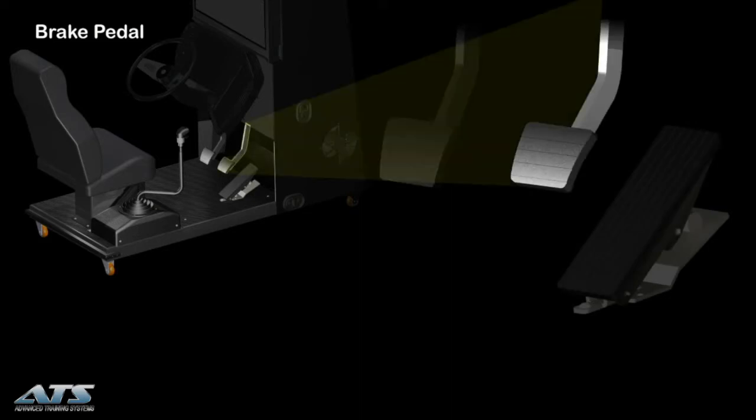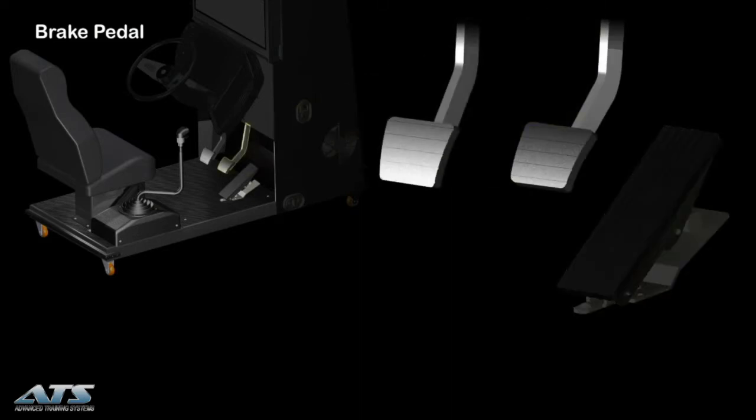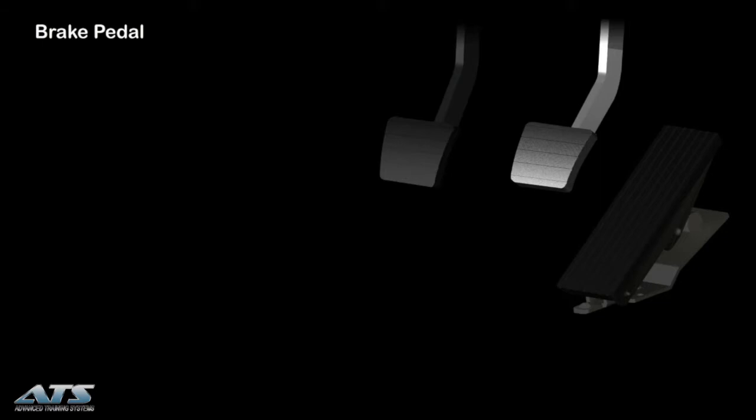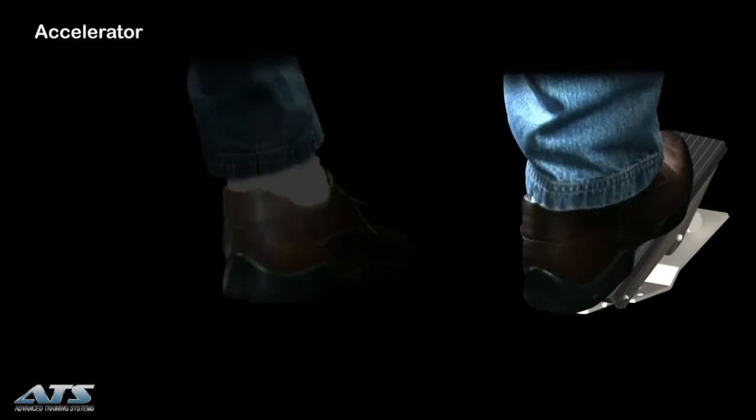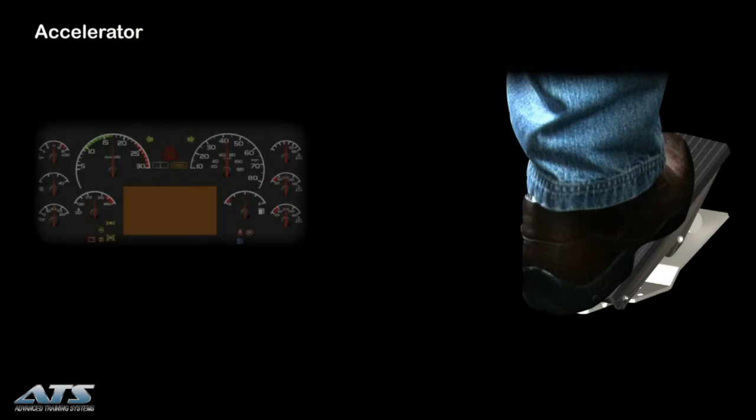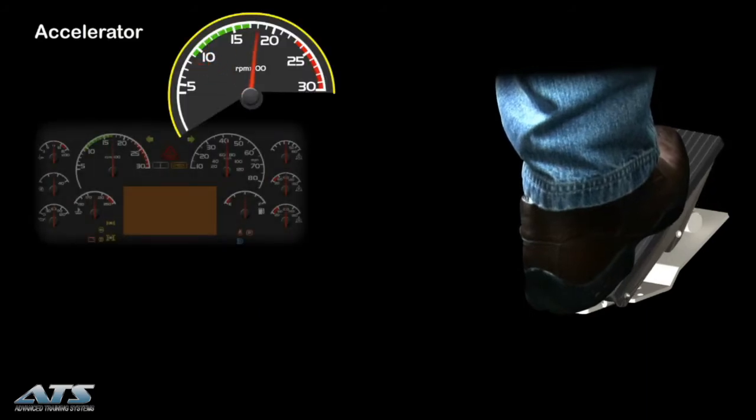Brake. The brake pedal is located on the floor in front of the driver's seat between the accelerator pedal and the clutch pedal. The brake pedal is moved with your right foot, and it activates the service brake system on both the tractor and the trailer to slow down the vehicle. Accelerator. The accelerator pedal is the foot pedal located farthest to the right, near the center of the truck cab. You move it with your right foot. The accelerator pedal is used to control the fuel flow to the engine and the engine's speed, or RPMs.